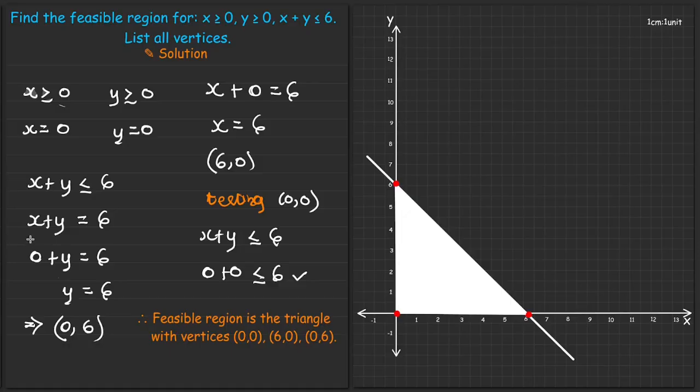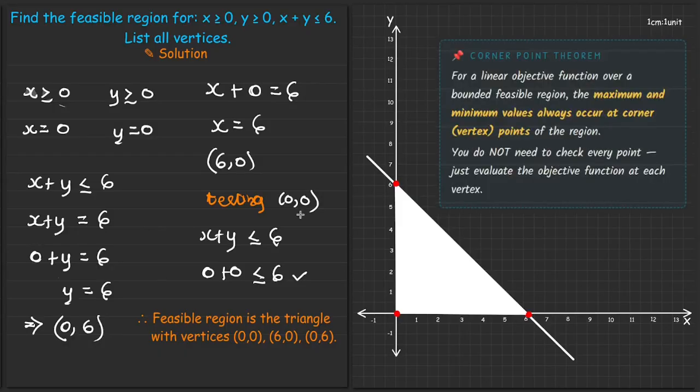Now before we look at our next question, there is one thing we need to know. We call it the corner point theorem. So talking of the corner point theorem, it says for a linear objective function over a bounded feasible region, we always get our maximum and minimum values at the corner. That is, for this particular one, this point over here, and then this point over here, and then this point over here. Those are the points we can get our maximum and minimum values.